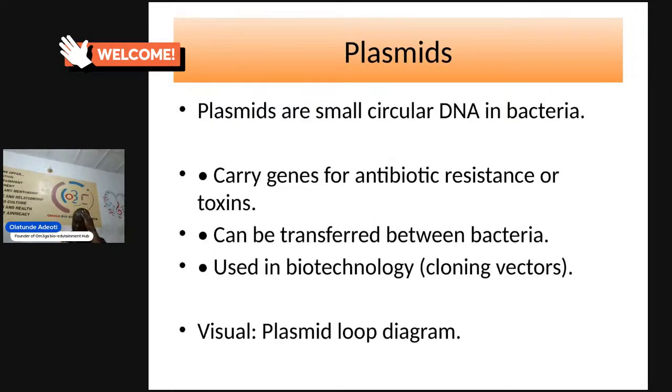Then I said plasmids are small circular DNA in bacteria. What do they do? They carry genes for antibiotic resistance or toxins, and they can be transferred between bacteria. Then this is a powerful tool in biotechnology that we call cloning vectors.